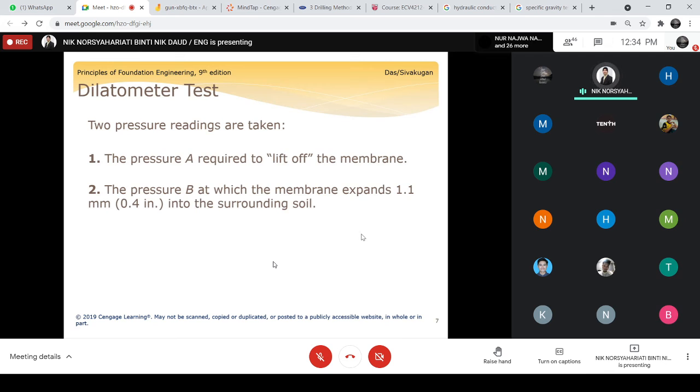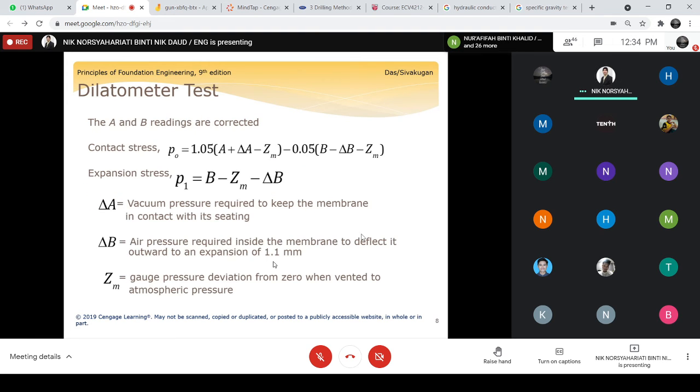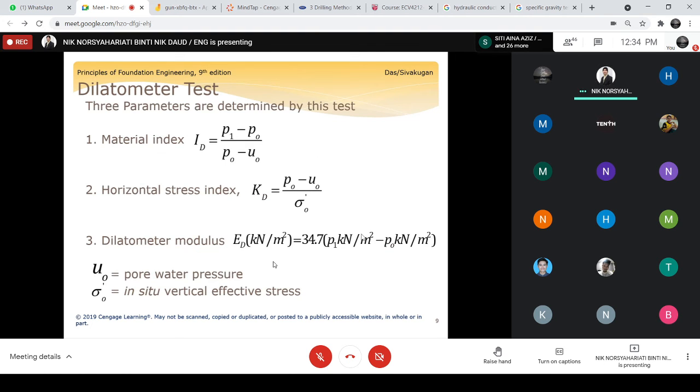So for the dilatometer test, they also require how to get the measurements and the rest of it. So you can have a look at the details of the dilatometer, because this is not a common one we use in Malaysia. But of course, if you have the budget in future, if your company can afford it, you can propose this dilatometer test.